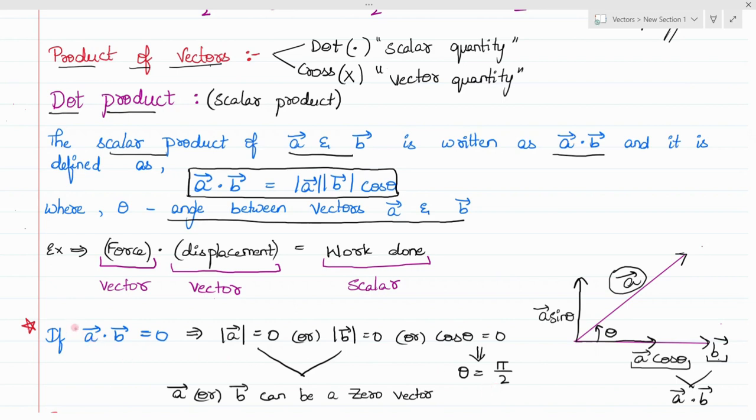So we can tell that the two vectors might be perpendicular to each other. So if A dot B is 0, there are three cases. One, vector A can be a 0 vector. Two, vector B can be a 0 vector. Three, the two vectors might be perpendicular to each other. And from here, we can write the formula for cos theta as A dot B divided by magnitude of A multiplied by magnitude of B.